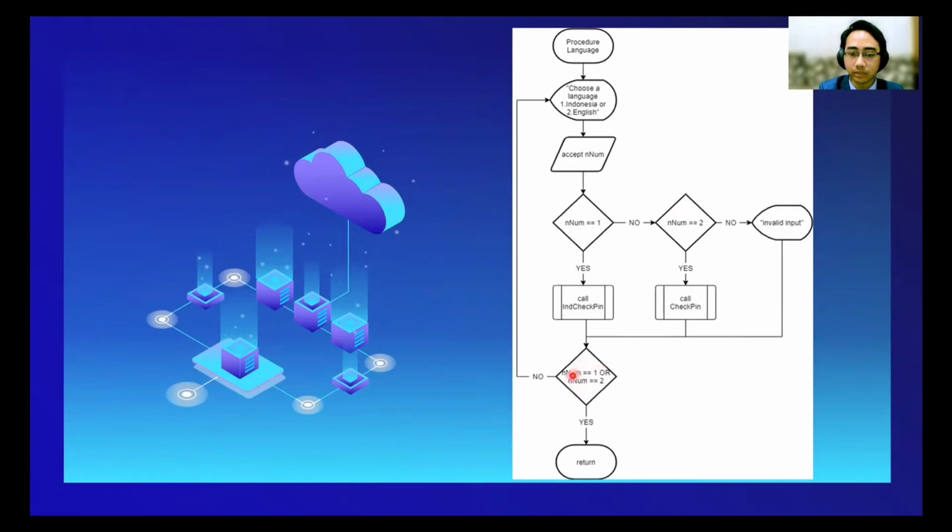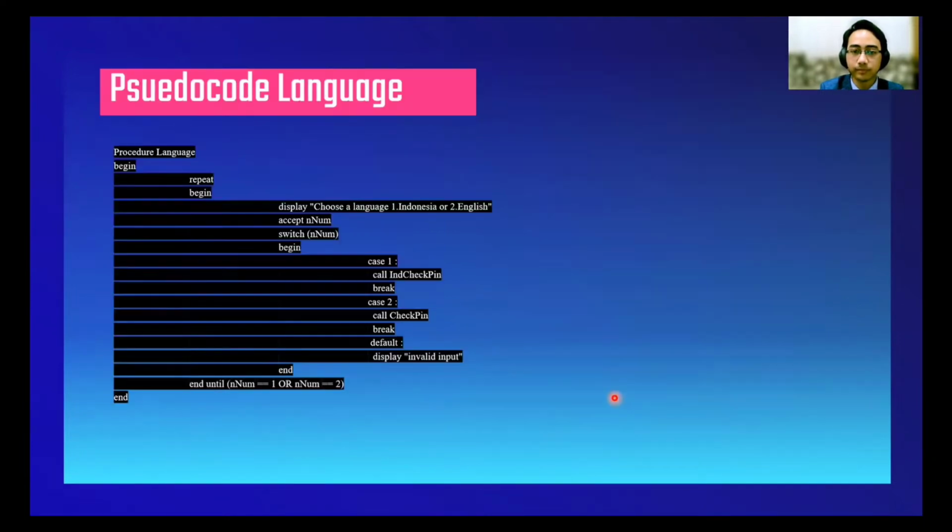And then here it will check again if num is equal to 1 or num is equal to 2. If it's true, it will go yes, and then it will return to the one that called the procedure language. If it's false, it will repeat again until the num is equal to 1 or num is equal to 2.